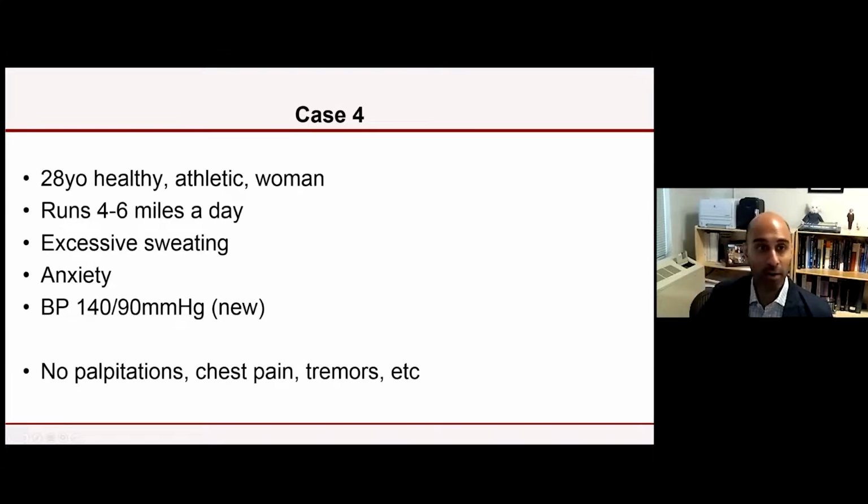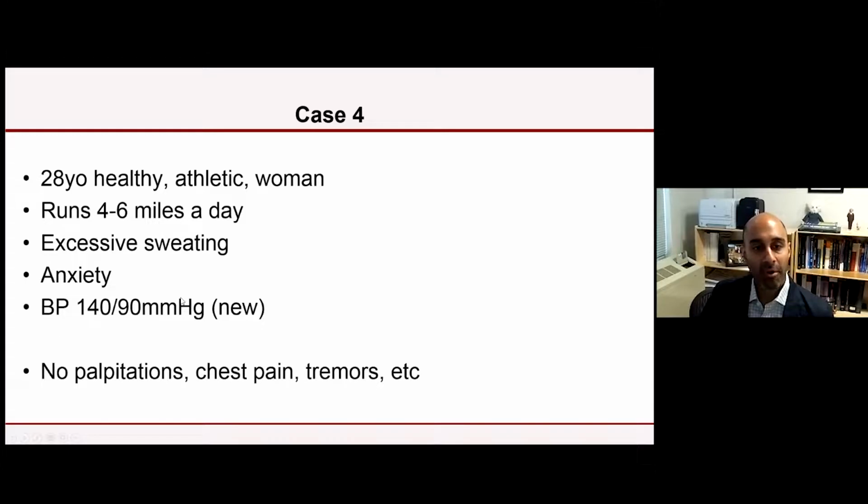Okay, case 4. This is a 28-year-old healthy, athletic woman. She runs 4 to 6 miles a day, very fit, and she's complaining of excessive sweating. She has a desk job, and she finds herself sitting at work just breaking out in sweats all day long. She feels anxious. This is a new phenomenon, kind of like she's over-caffeinated or drinking too much caffeine or coffee.